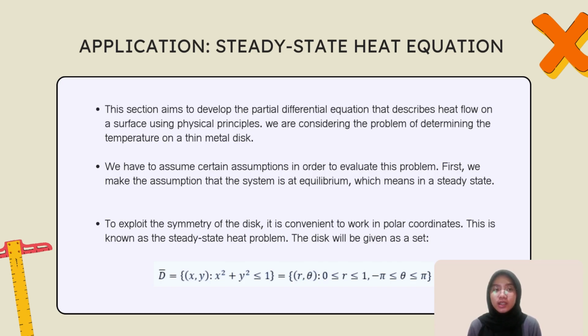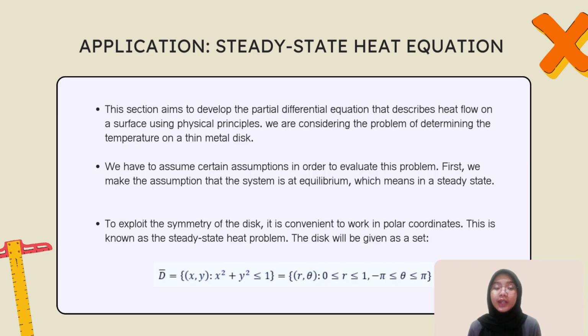Steady-state heat equation. This section aims to develop the partial differential equation that describes heat flow on a surface using physical principles. We are considering the problem of determining the temperature on a thin metal disc. We make certain assumptions to evaluate this problem. First, we assume that the system is at equilibrium, which means that it is in steady state. This assumption enables us to focus on the spatial distribution of temperature without considering any temporal changes.